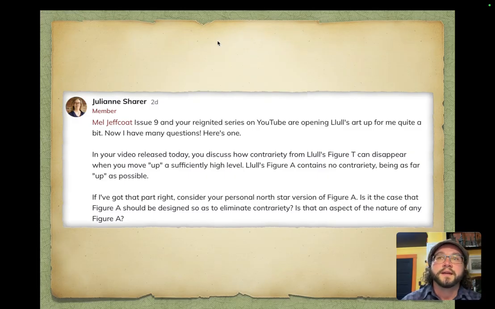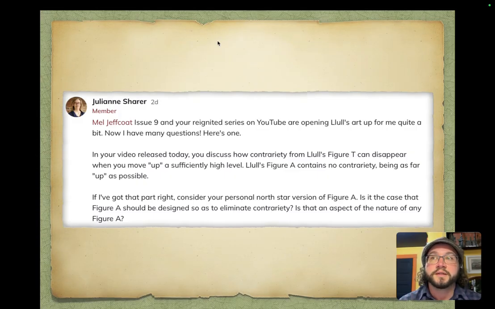She says, in your video released today, and that video is the one about the relationships between objects, you discuss how contrariety from Lull's figure T can disappear when you move up a sufficiently high level. Lull's figure A contains no contrariety, being as far up as possible. If I've got that part right, consider your personal North Star version of figure A. Is it the case that figure A should be designed so as to eliminate contrariety? Is that an aspect of the nature of any figure A?